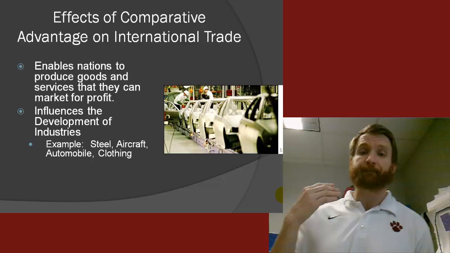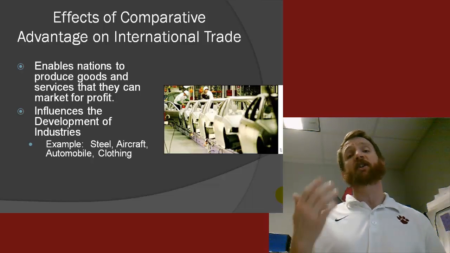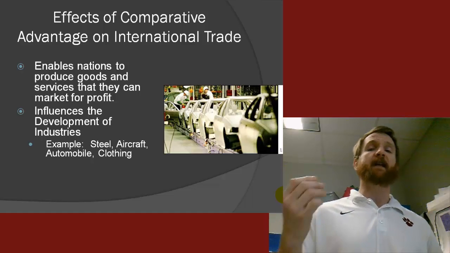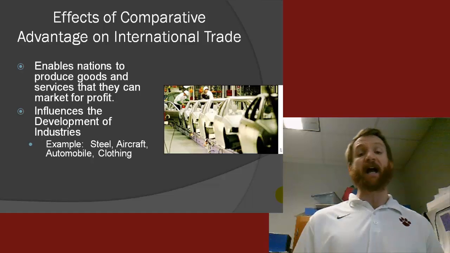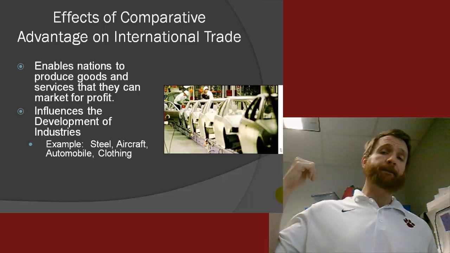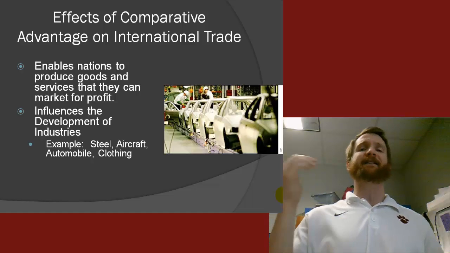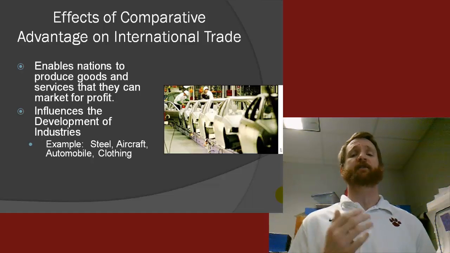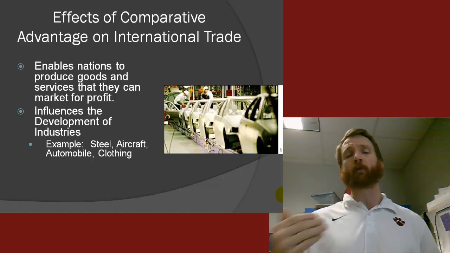For example, steel, aircraft, automobile, and clothing are all centered in certain countries. Steel is made in the United States, in Europe, and in China, and a little bit in Canada. So those countries focus on those things. Aircraft, the United States and Germany are the world's number one producers of aircraft, okay, because they're compatible with our resources.